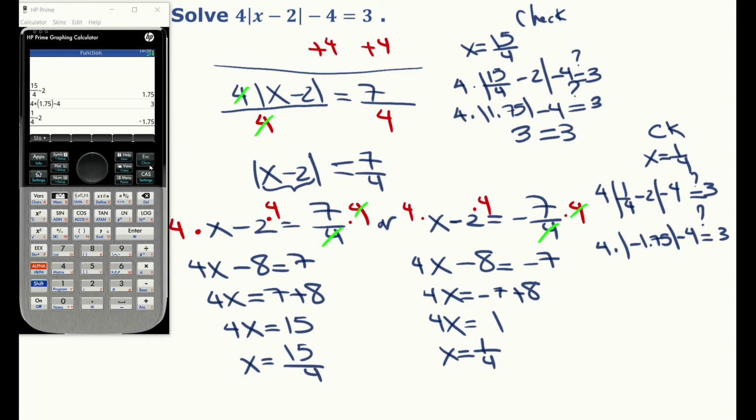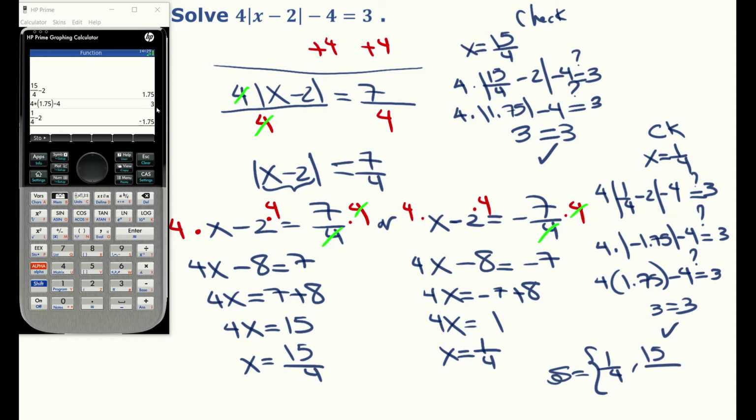Now remember, the absolute value of negative 1.75, it's going to be its opposite, right? So it's going to be 1.75. So we're going to get 4 times 1.75 minus 4. We want to know if that's equal to 3. We've already done this calculation right here, and we know that it's 3. So we get 3 equals 3. So this checked out, and so did this. So now we can confidently write our solution set to contain 1/4 and 15/4. You could have written the 15/4 first, then the 1/4, and it would be no problem.